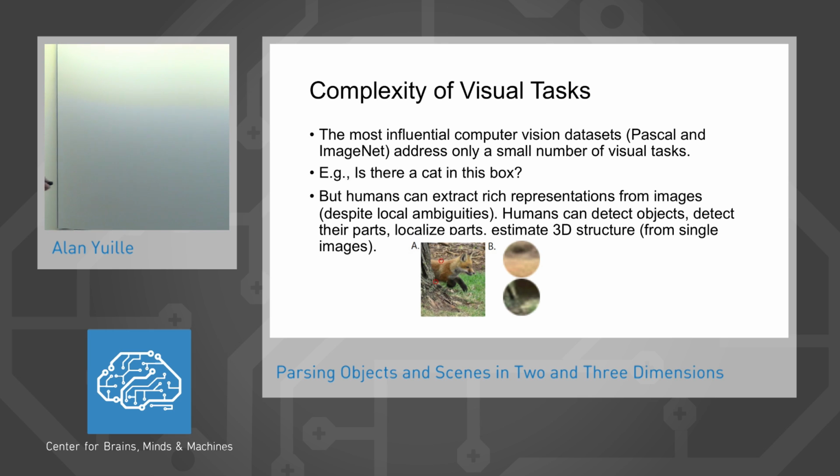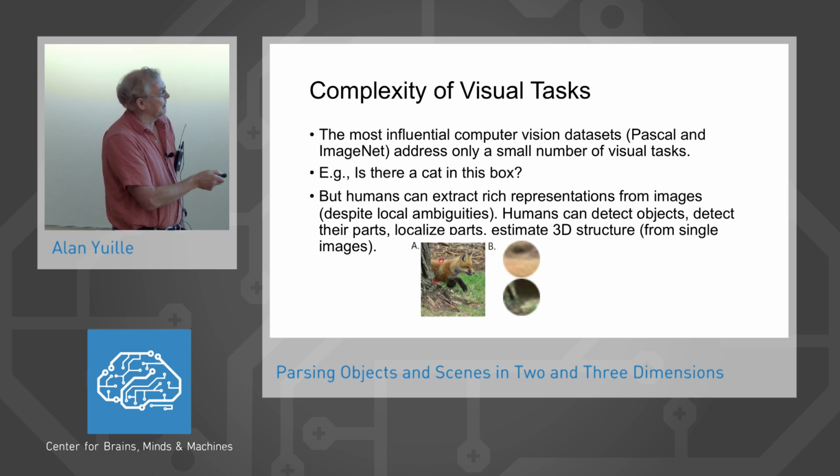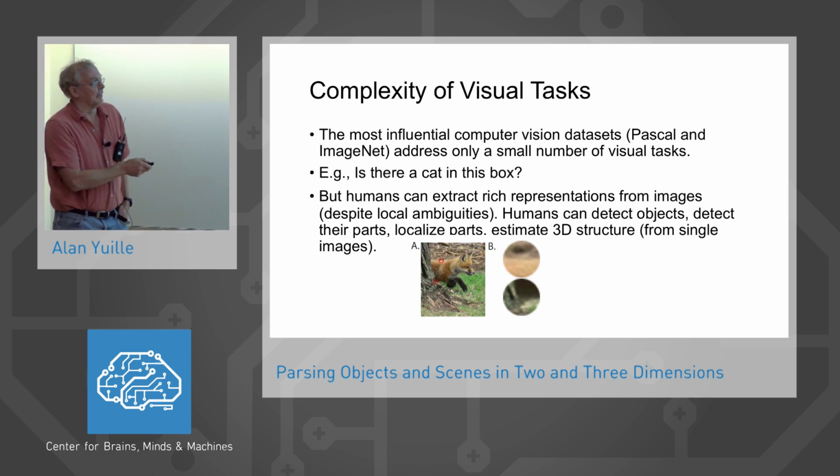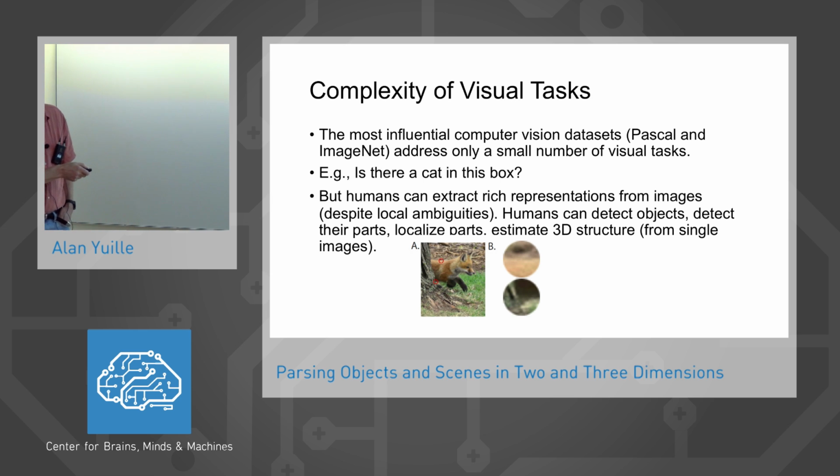But if you look here, and this is not from my back garden, I think it's from Dan Kersten's back garden in Minnesota, humans can extract really rich representations from images. If you look at this picture, I think Dan has an example, you can read out whole sentences of what people can get at just from that simple image.